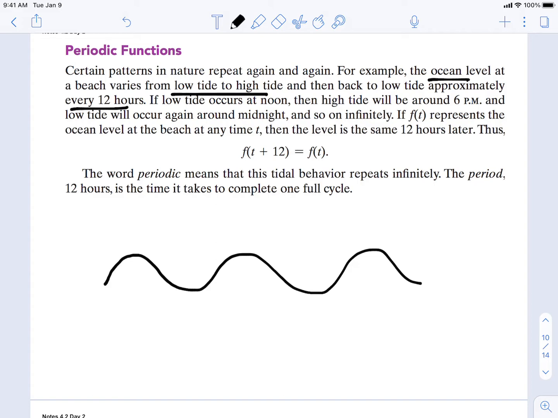If the f of t function represents the ocean level at a beach at time t, the revolution around the unit circle would be 12 hours. So this is how you would write your periodic function equation. So one cycle for this application problem is 12 hours.